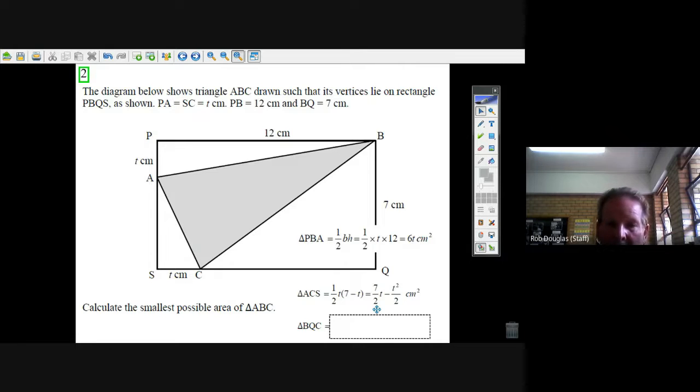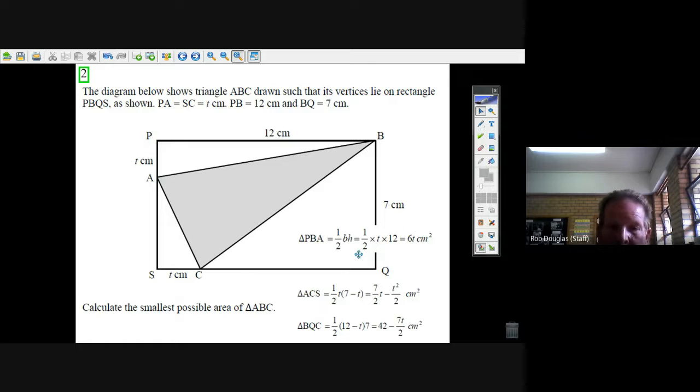Okay, the last one is the big triangle, BQC. Well, the height's easy, that's 7, but the base is this 12, take away the T, that gives you the base. And that's why you've got 12 minus T in there for the base. The height is 7 times 1/2. You multiply it out. 7 times 12 divided by 2 is 42. So there's 42 there. 7 times 1/2 T is 7/2 T there.